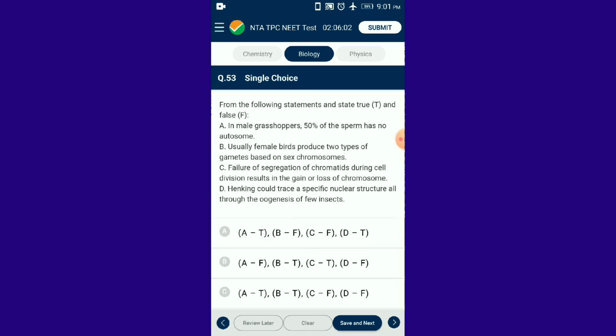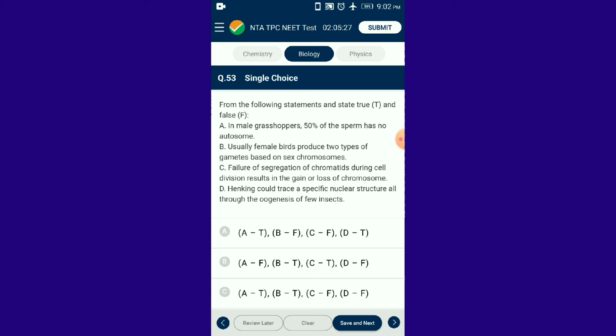Question number 53. From the following statements, state true and false. So there are four statements given. Statement A. In male grasshopper, 50% of the sperm has no autosomes. That statement is false. Sperm of grasshopper has no sex chromosome in 50% of its sperm, as the condition in male is XO type. So statement A is false.